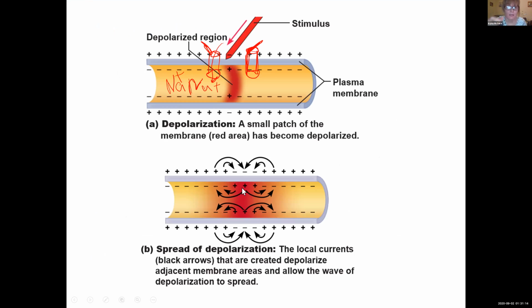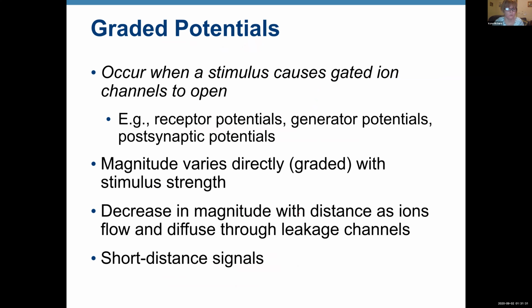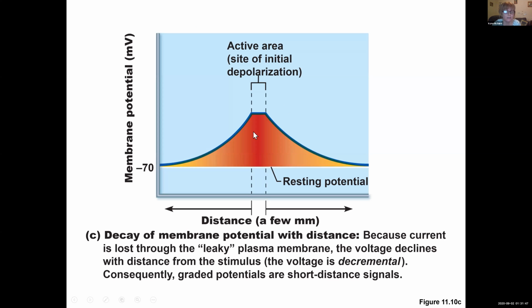That means if you have a weak stimulus, just a few sodium ions move in. If you have a strong stimulus, you have more sodium moving in, and it means you increase the amplitude. So magnitude increases when stimulus increases. And with distance, it gets weaker and weaker and weaker. Where you apply the stimulus, you have a very strong change in voltage, and then it pretty much disappears away from the stimulus over here.